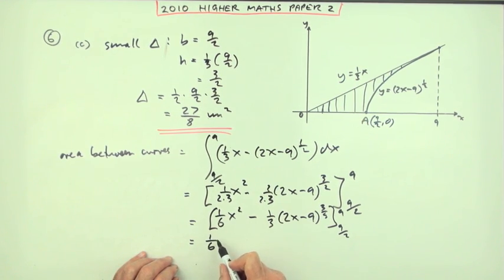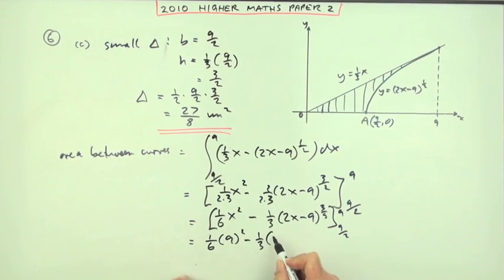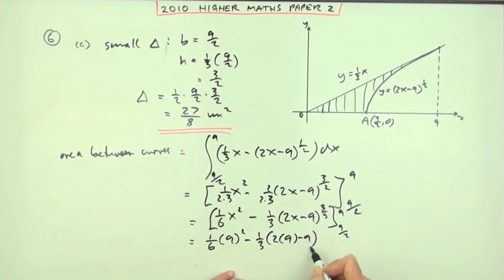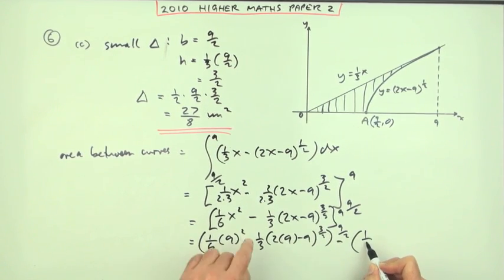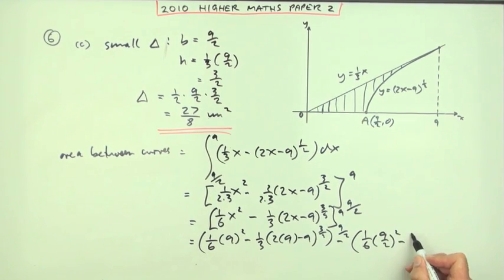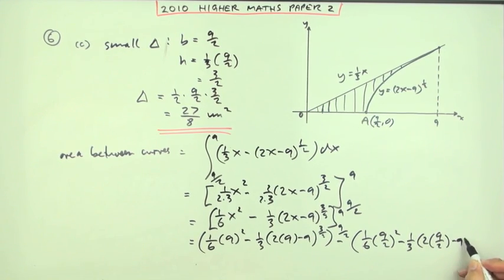1/6 of, first of all it's going to be 9 squared, minus 1/3 of 2 times 9 minus 9 to the power 3 upon 2, minus 1/6 of, this time it's 9 upon 2 squared, minus 1/3 of 2 times 9 upon 2 take away 9 to the power 3 upon 2.